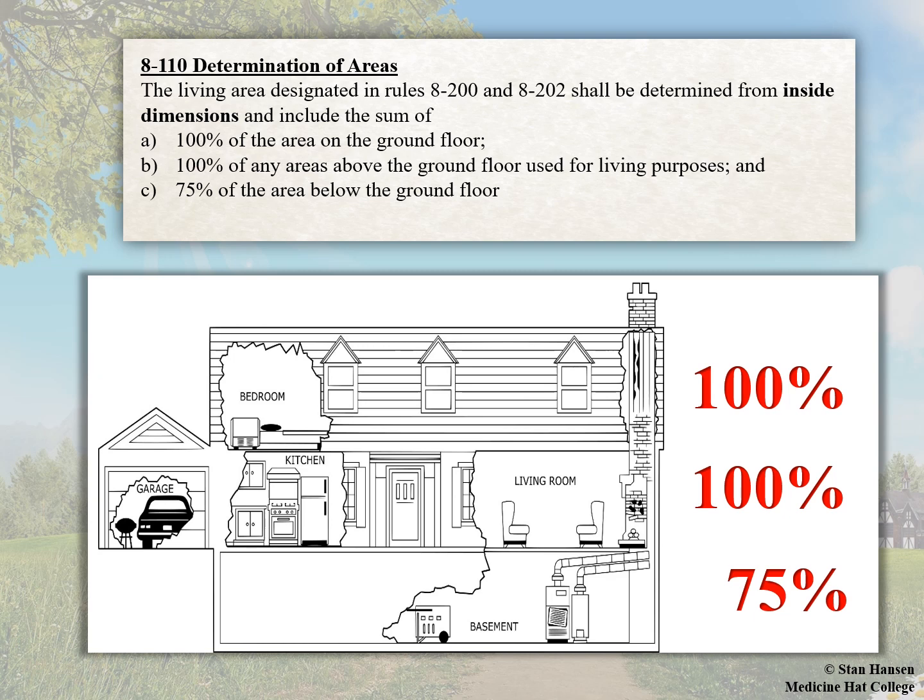As far as the basement is concerned, or the area below the ground floor, all of that is going to be included at 75%. The reason that we include it at 75% is simply because there are areas in our house that are not considered to be livable areas, such as our furnace room and our stairwells. In order to account for these non-livable areas, we're only going to include 75% of our basement floor.